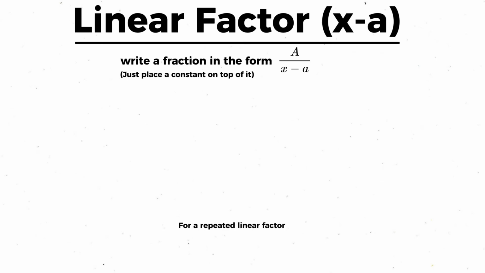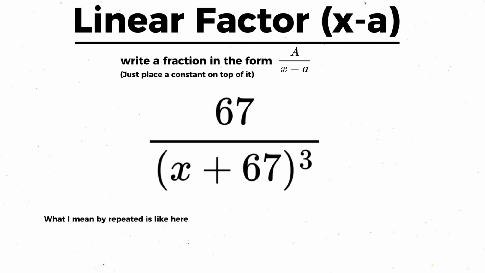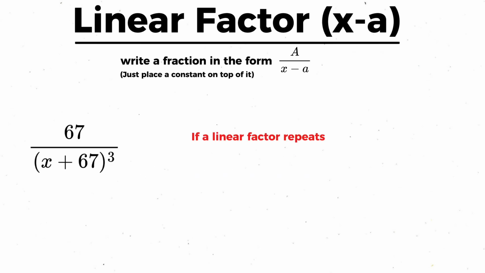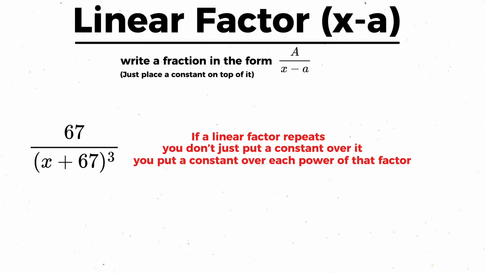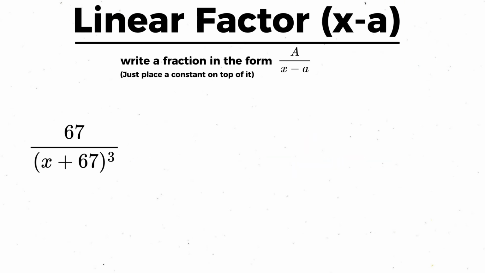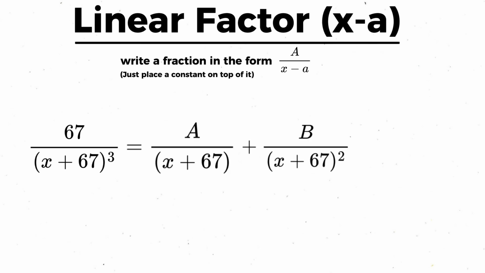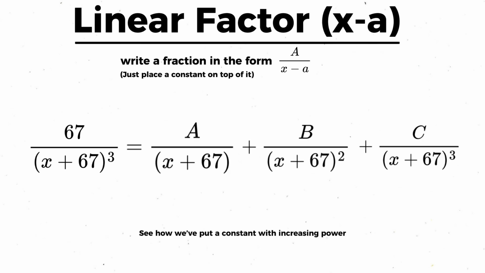For a repeated linear factor, what I mean by repeated is like here. It's to the power of 3, so it's repeated 3 times. And so if a linear factor repeats, you don't just put a constant over it, you put a constant over each power of that factor up to the highest one. Like this. See how we've put a constant with increasing power.